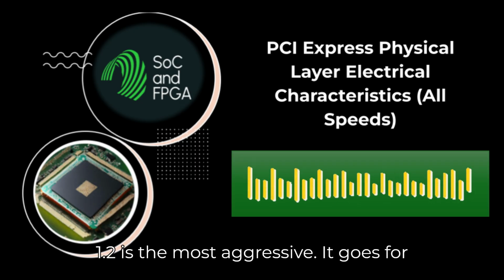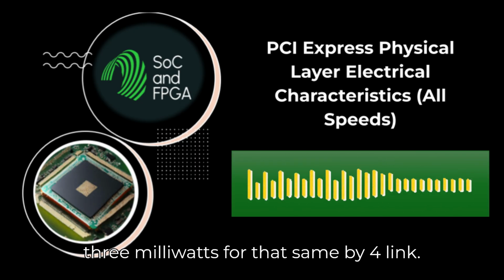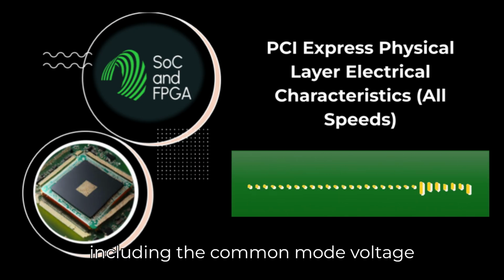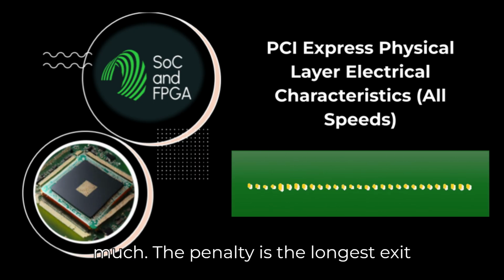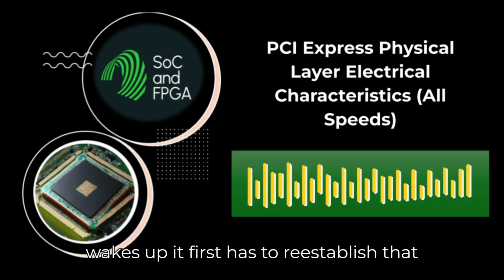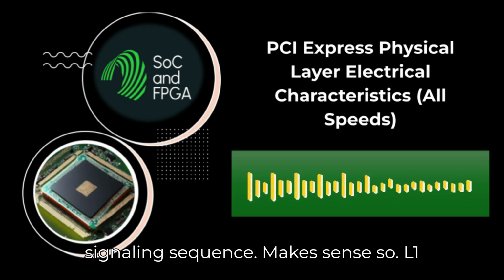Now, L1.2 is the most aggressive. It goes for near zero active power, maybe just 2 or 3 milliwatts for that same x4 link. To get that low, it turns off everything, including the common mode voltage keepers. Okay, total shutdown almost. Pretty much. The penalty is the longest exit latency of the L1 family, because when it wakes up, it first has to reestablish that common mode voltage before it can even think about starting the high-speed signaling sequence. Makes sense.